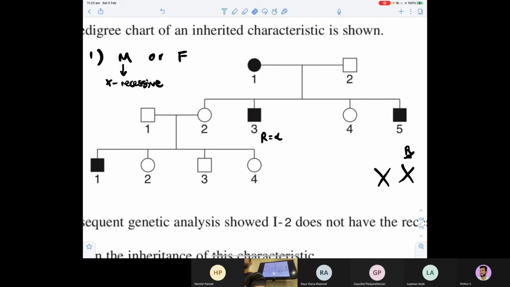Very good. Is that common? No. Now, why do you say that? If all females are affected, it's X-linked dominant. We'll play that game again. Imagine that we have the X-linked dominant condition.